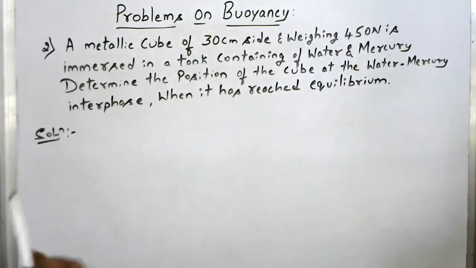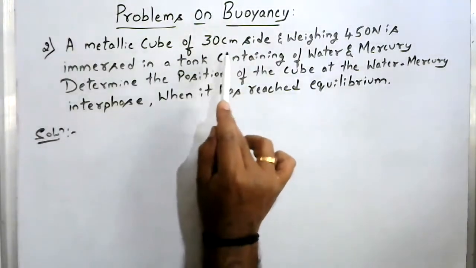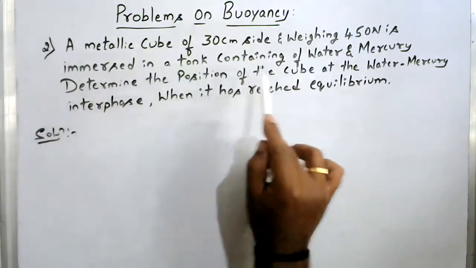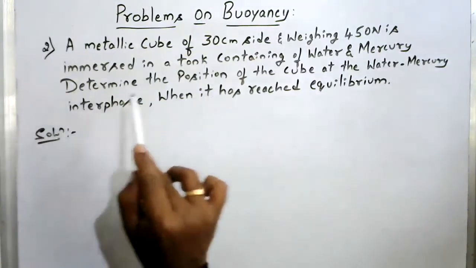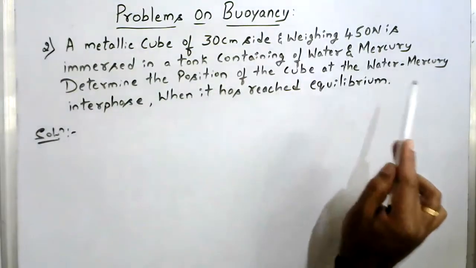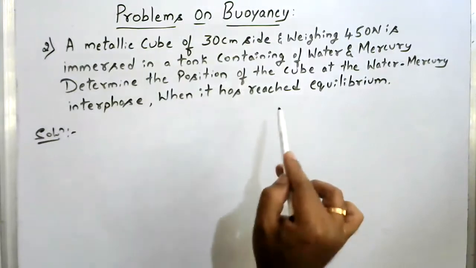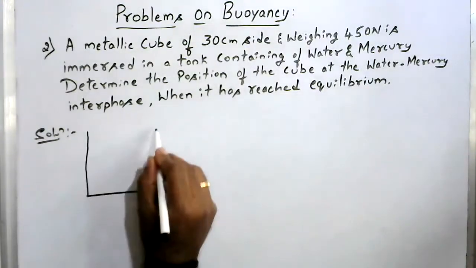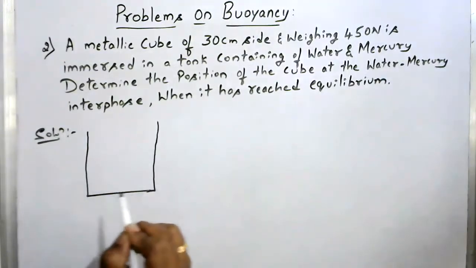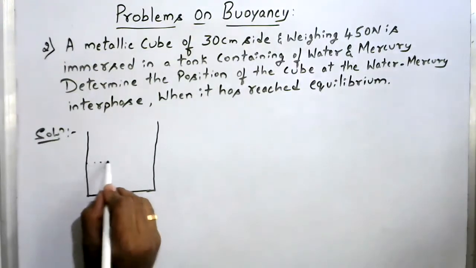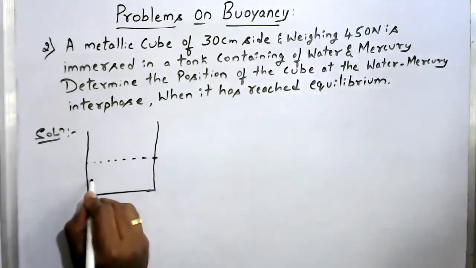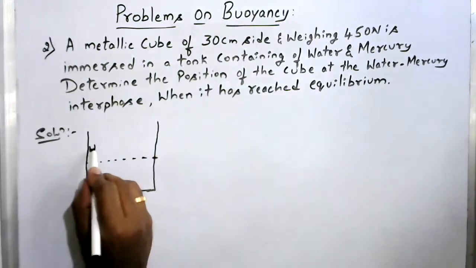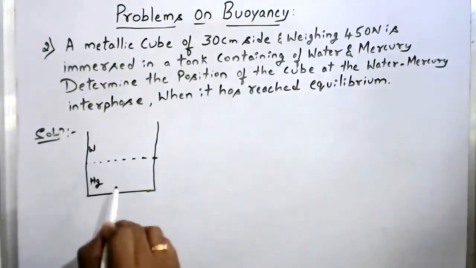Now, the second problem: a metallic cube of 30 centimeter side and weighing 450 Newton is immersed in a tank containing water and mercury. Determine the position of the cube at the water-mercury interface when it has reached equilibrium. See, there is a tank. In this tank, we have two liquids, one is mercury, the other one is water. Since the density of mercury is high, it will settle at the bottom.